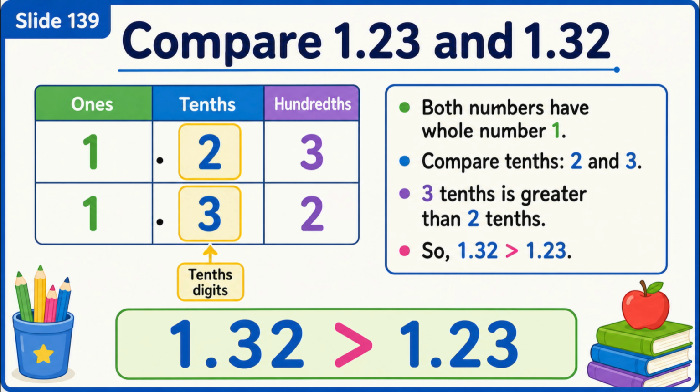Compare 1.23 and 1.32. Both numbers have the same whole number part, 1. Now compare the tenths. In 1.23, the tenths digit is 2. In 1.32, the tenths digit is 3. Since 3 tenths is greater than 2 tenths, 1.32 is greater than 1.23.